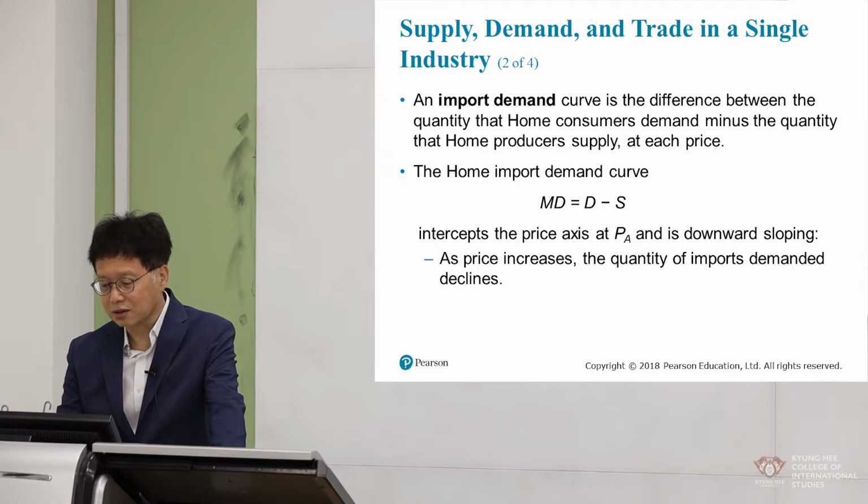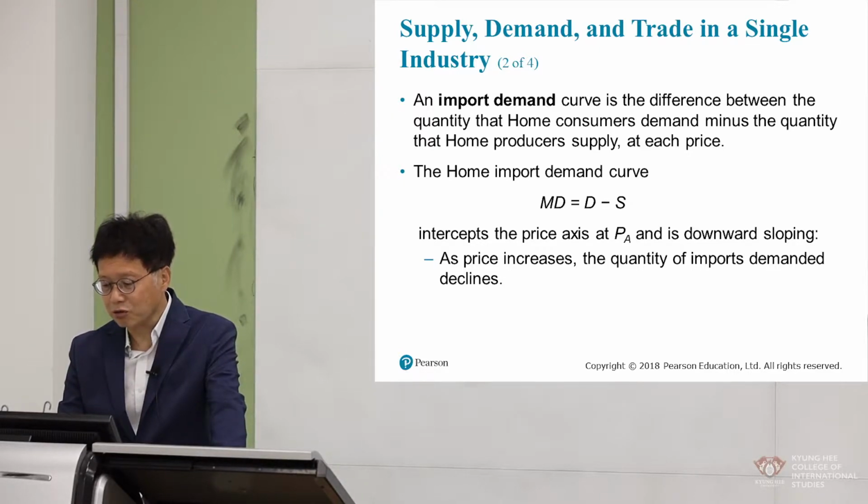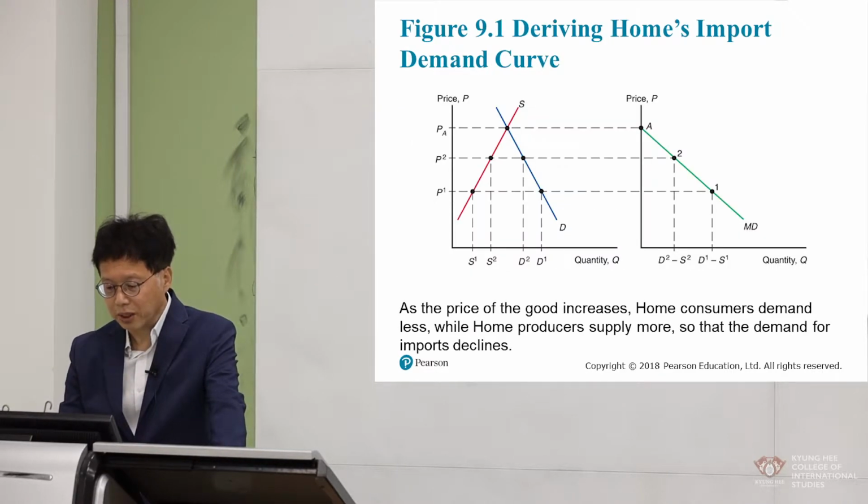It intercepts the price axis at PA, the autarky price. Import demand starts from PA, right? Imagine the earlier graph. It's downward sloping. As the price decreases, the quantity of import demand increases. As the price of the good increases, home consumers demand less. So we can draw this kind of import demand curve at the world market.